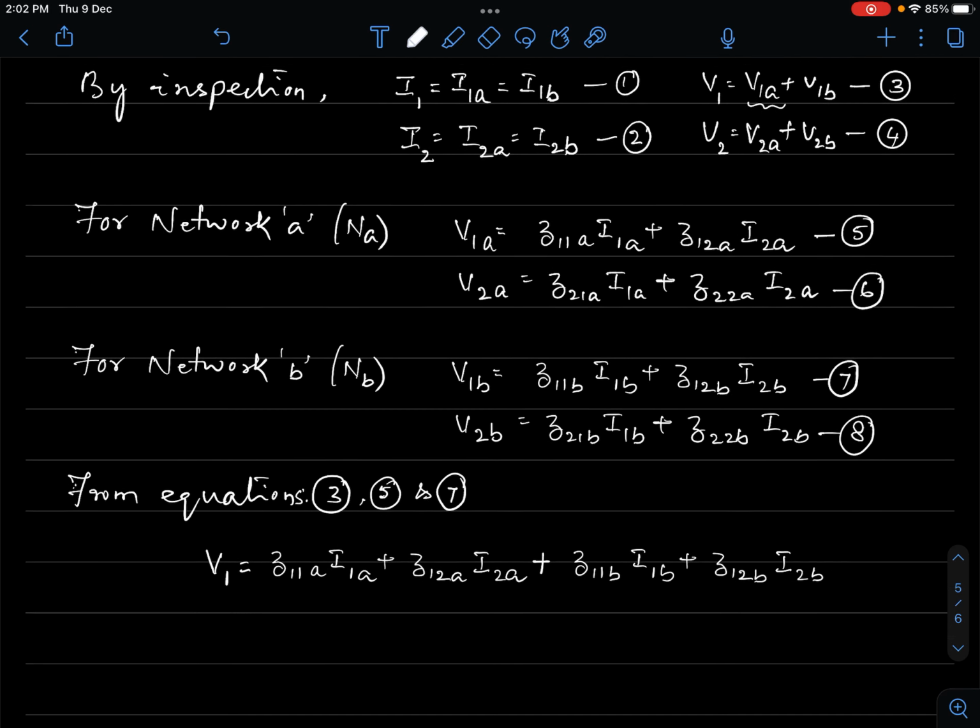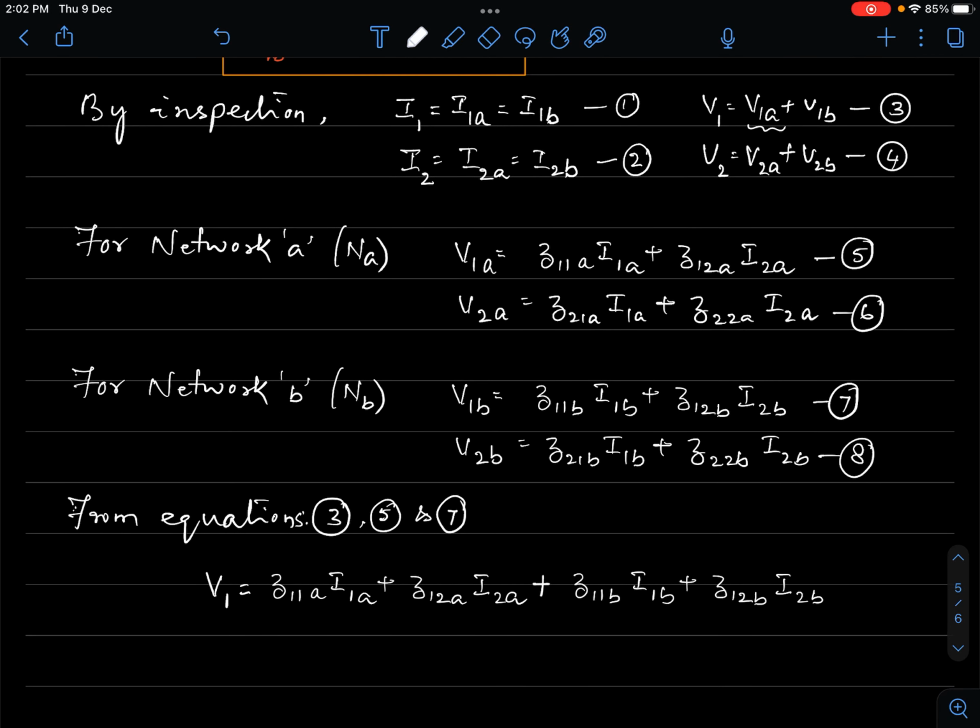Now what I'll do is make use of my equations 1 and 2. From 1 and 2, wherever I have I1A and I1B, I will put I1. Wherever I have I2A and I2B, I'll put I2. So I'll substitute from equations 1 and 2.